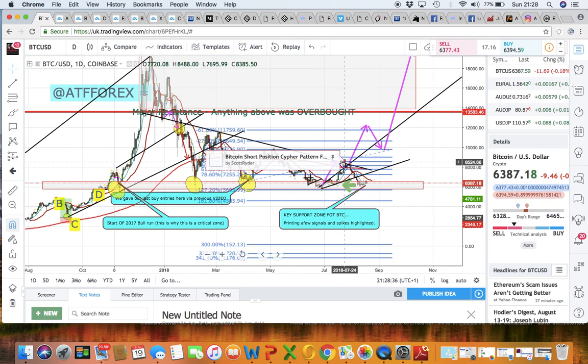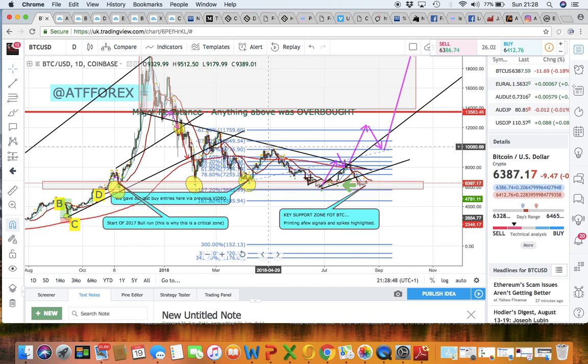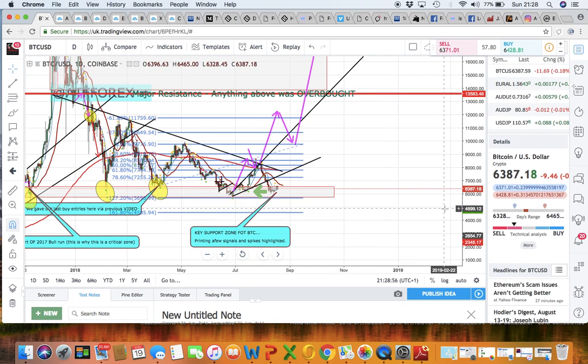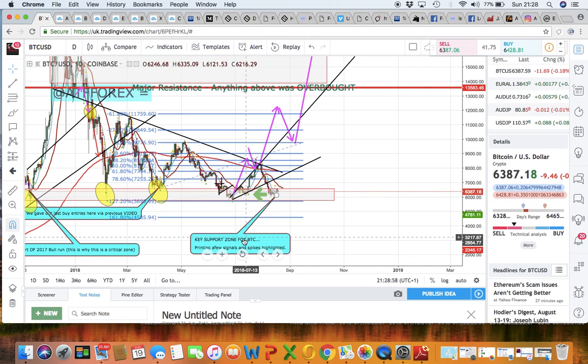We knew that we were going to get either a break or bounce scenario here, and I was expecting a break above to take us to these levels and create higher highs, higher lows. However, we failed to take out this high at the 10,000 psychological level for BTC USD. Now, where we are right now is we are still in this crucial support zone.